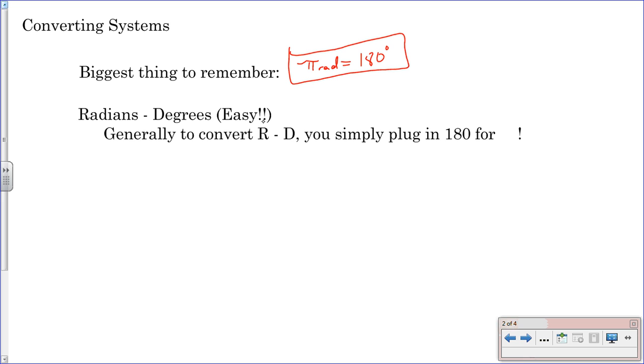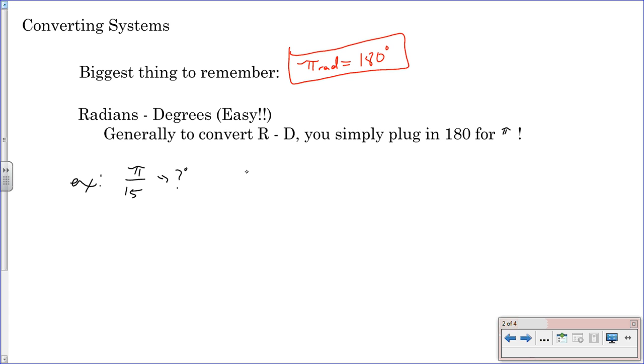Now, converting from radians to degrees is relatively simple. How simple? Generally, you just replace pi with 180. Just plug in 180 for pi. I mean, it's that simple. Let's look at an example. Pi over 15 radians is how many degrees?